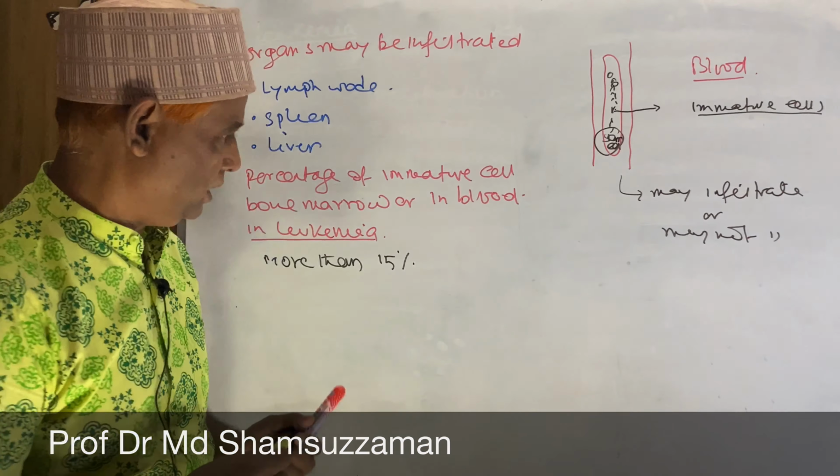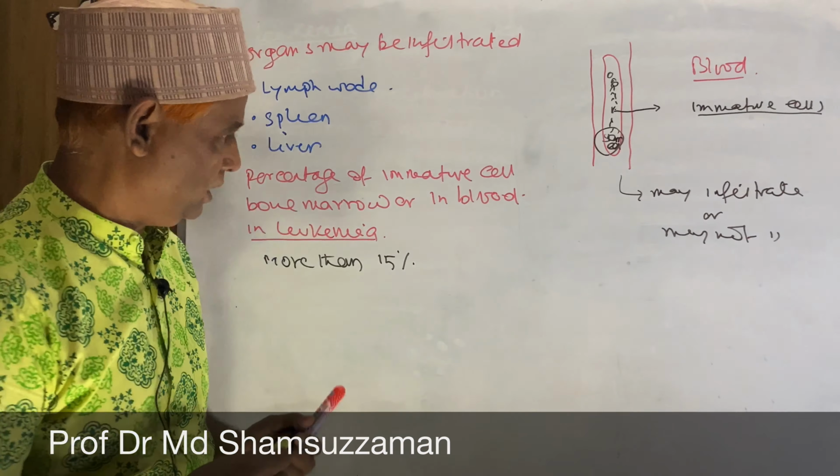Now come to myeloid leukemia, and another is lymphoid leukemia. So on the basis of cell lineage involvement, one is myeloid leukemia, another is lymphoid leukemia. Lymphoid leukemia is of two types.